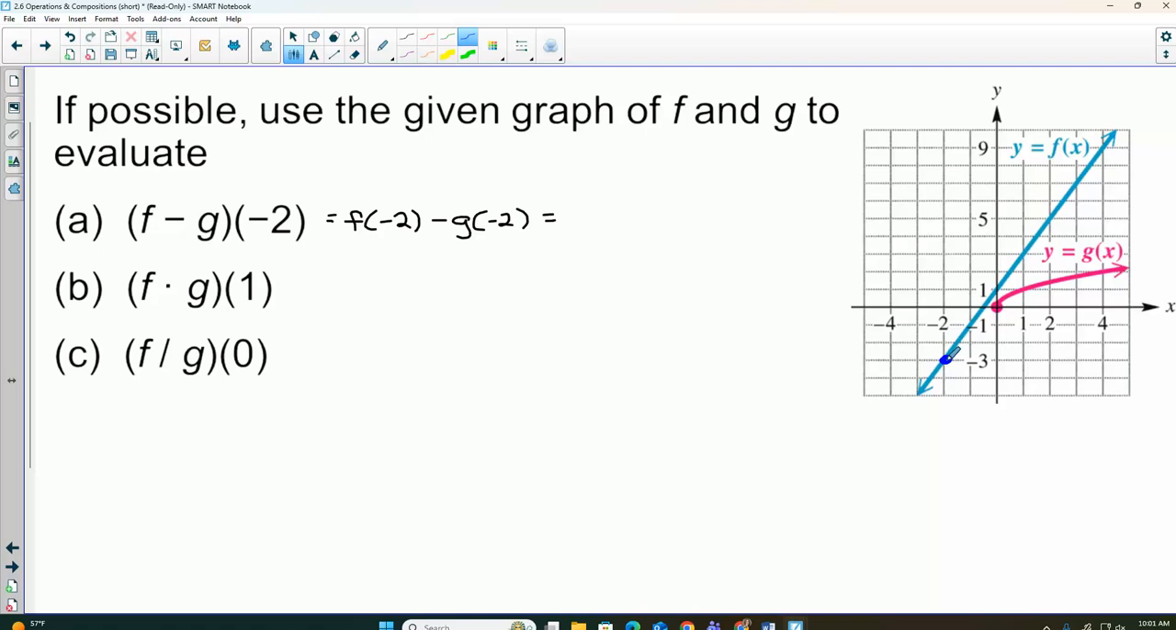Okay, this is the only point. F of negative 2 is negative 3. Does g of negative 2 exist? No. So I said, if possible, use them. Since there isn't a g, we can't do it. So this is just no solution. That doesn't exist, because function g doesn't exist at negative 2.